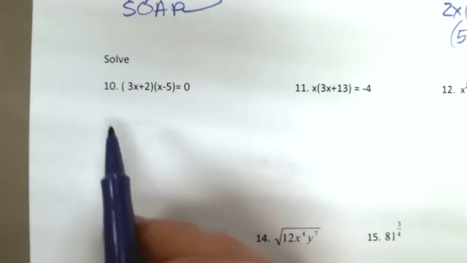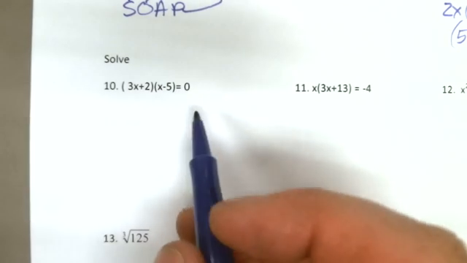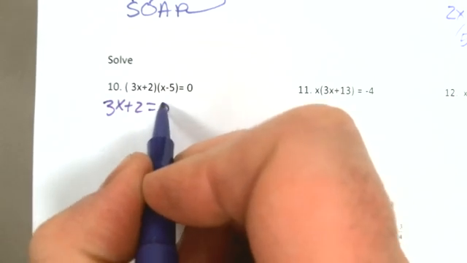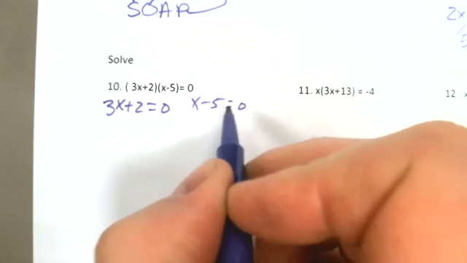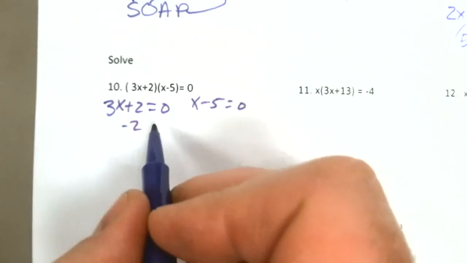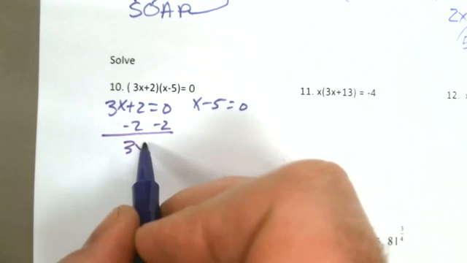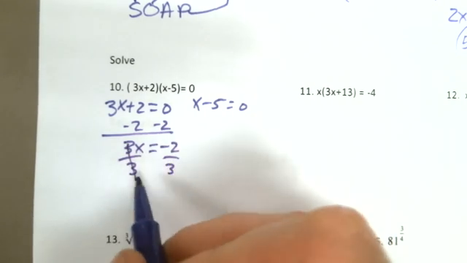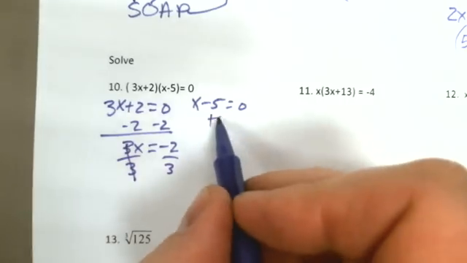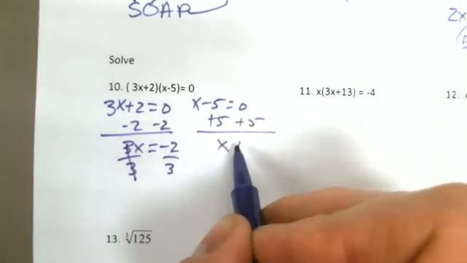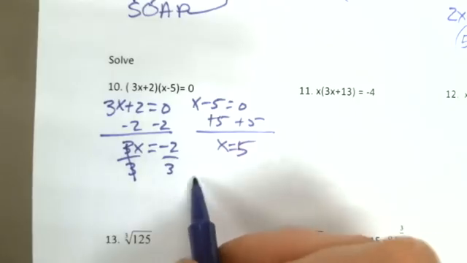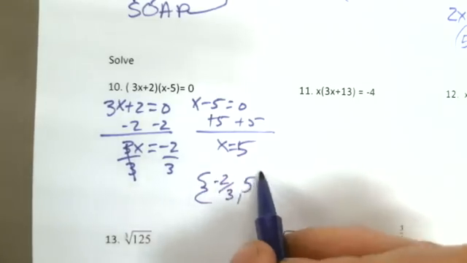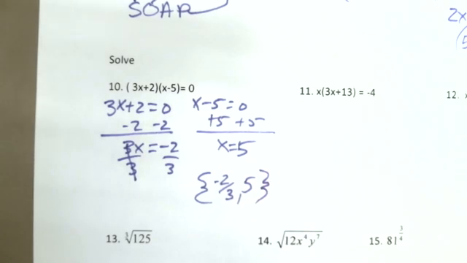For number 10, since it's already in factored form equal to 0, all we have to do is set the two parts equal to 0 and solve them. I'm going to subtract the 2, giving me 3x equals negative 2. Divide by 3, divide by 3. Over here, all I have to do is add 5 to both sides. And remember, the answers go in those fancy brackets. That means it's a list of answers.